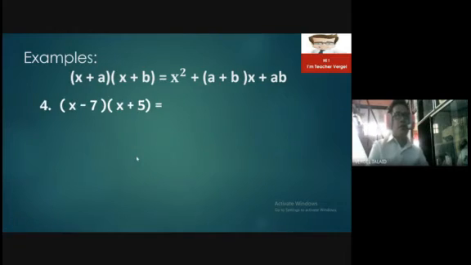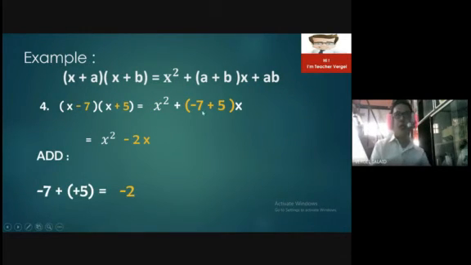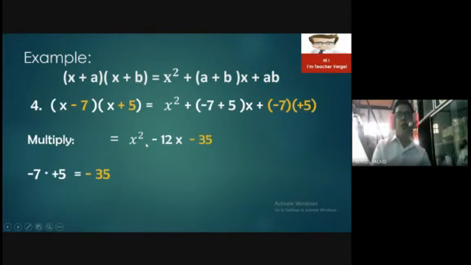Next, for number 4, we have x minus 7 times x plus 5. Still, we are going to multiply the first term, x times x, that's x squared. Then add the middle term, so negative 7 plus 5, that is negative 2x. Since adding unlike signs, you subtract, then copy the sign of the larger absolute value, that is negative 2. So we have negative 2x as the middle term. Then to get the last term of the product, multiply negative 7 by positive 5. That is negative 35. So therefore, our answer is x squared minus 2x minus 35.